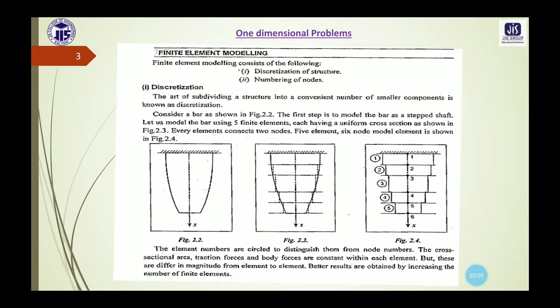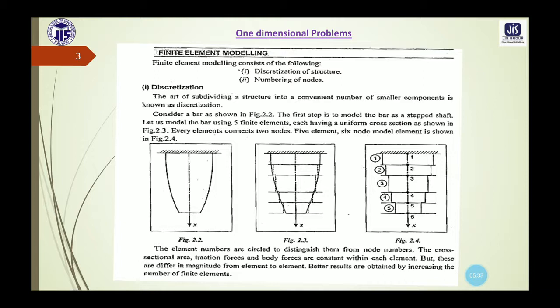Now let us consider a bar which is shown in figure 2.2, that is the leftmost diagram in this slide. The first step is to model the bar as a stepped shaft. Let us model the bar using 5 finite elements, each having a uniform cross section, which is shown in figure 2.3. So this is the first step where we have modeled the bar as a stepped shaft.